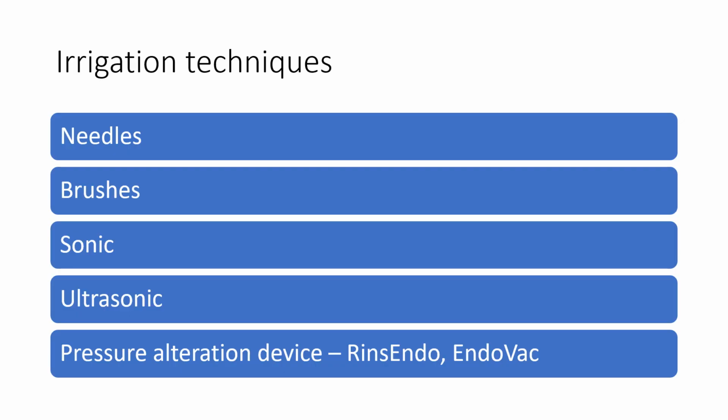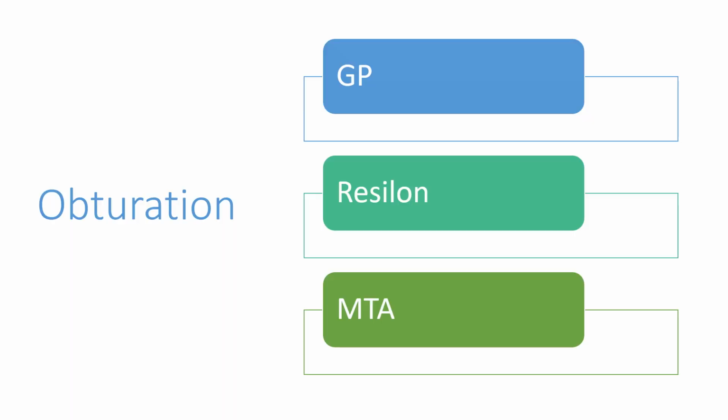And different types of irrigation techniques. Under the irrigation techniques, you have the needles: side vented needle and end vented needle. Then you have brushes, sonic ones, the EndoActivator, then ultrasonic, then pressure alteration devices, under which you have RinseEndo and EndoVac. At least if you know these names, you should know that they belong to endodontic irrigation. If you are aware of it, it is more than enough.